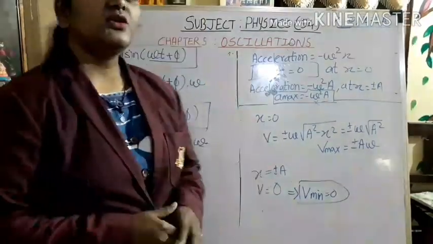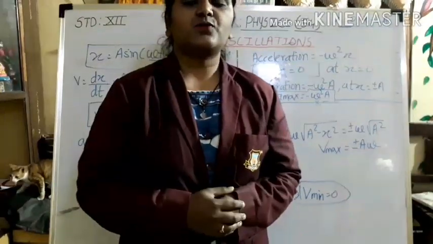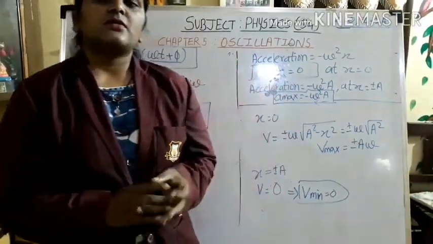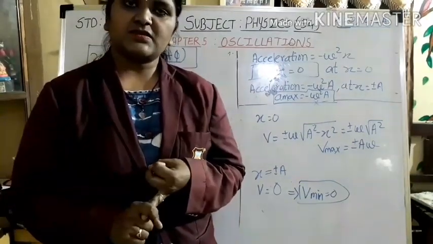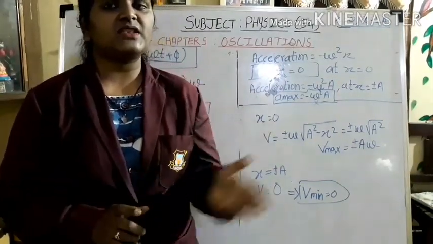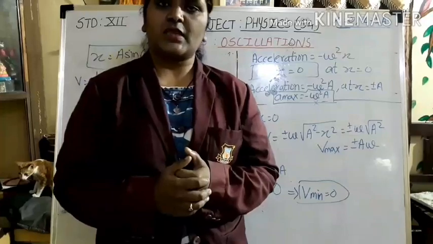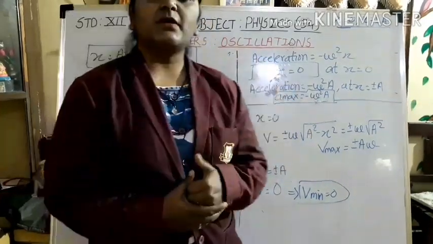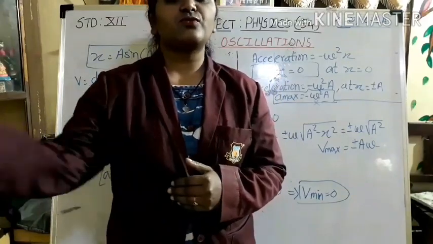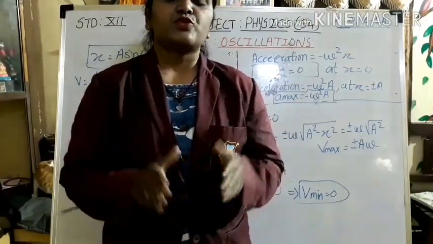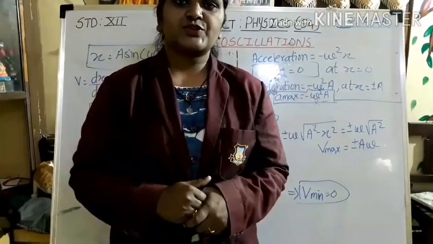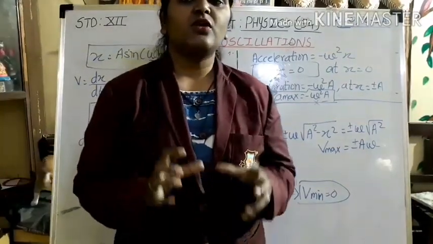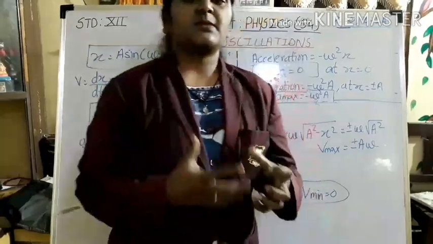So in today's part what we have learned is the velocity, acceleration and displacement. We have derived all the equations of the same, and after doing that we have found out the minimum and maximum values of all of them. So this is it for today's lecture. You just have to practice it so that you will come to know the main concept behind this.